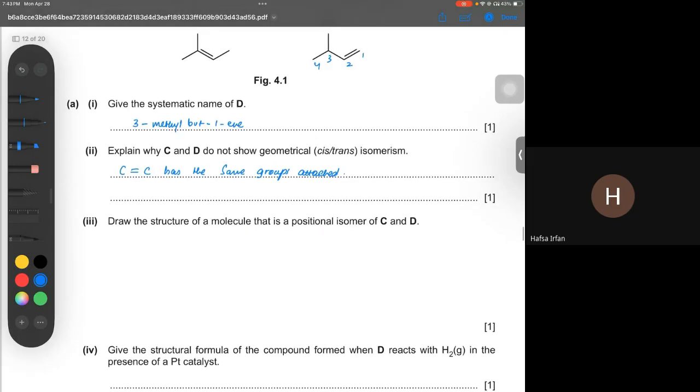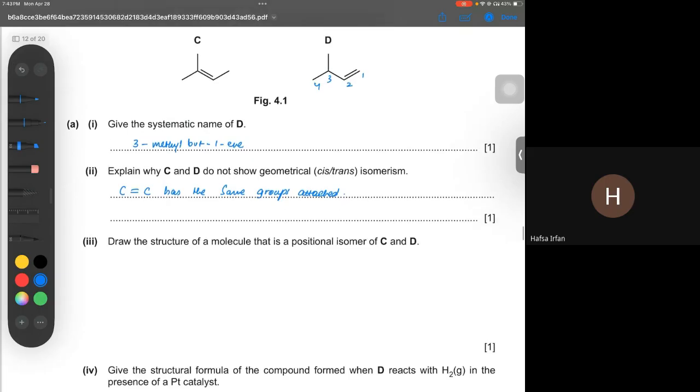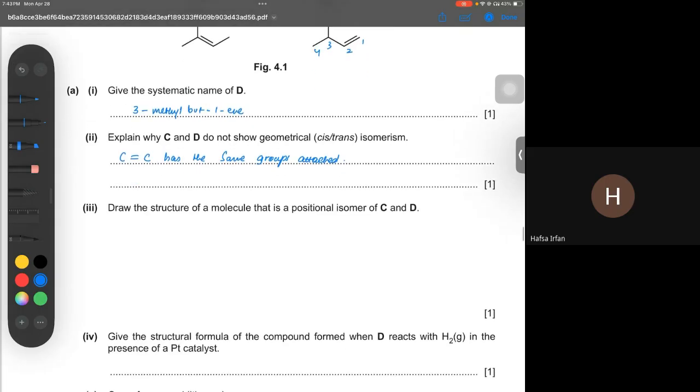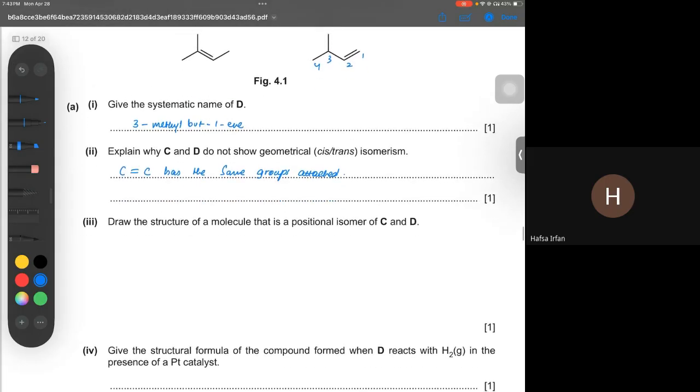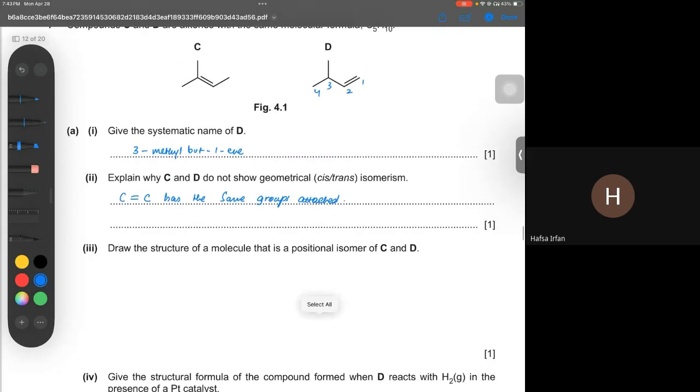Draw the structure of a molecule that is a positional isomer of C and D. I can change only the position of the double bond. So I would be writing the 4 carbon atoms just like that. I can only change the position of the double bond. So I would be doing just like that. Simple.